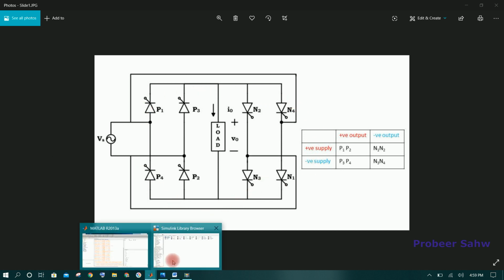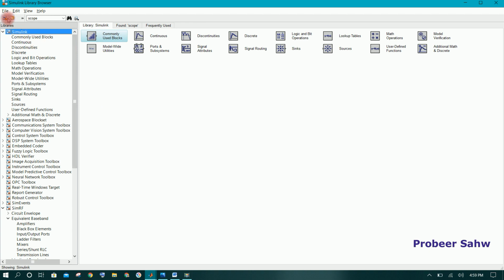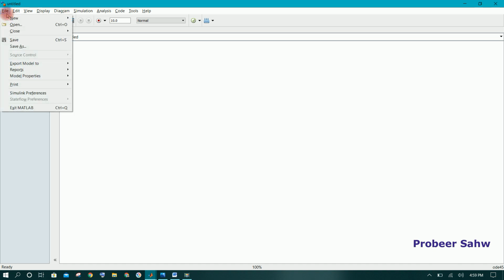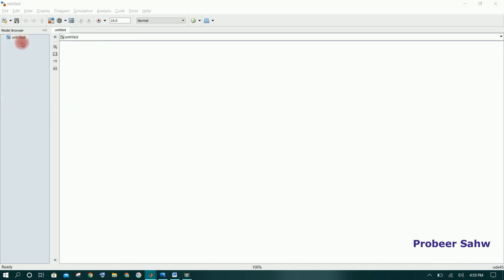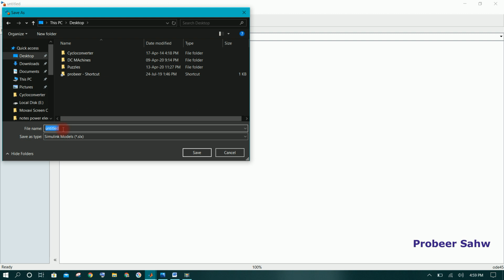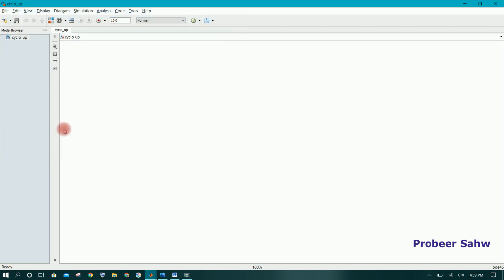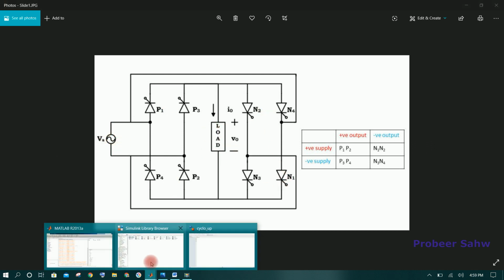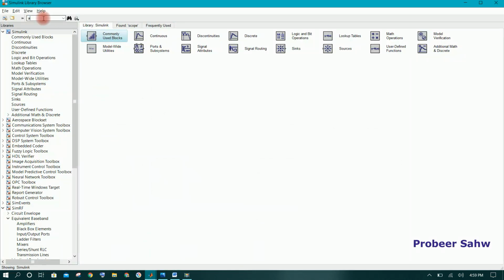Let us go to Simulink, create a new model, and we are going to name this model as something relevant. Let us rename this cyclo_up. So we need an AC source, a load, and 8 thyristors. So we need AC source.